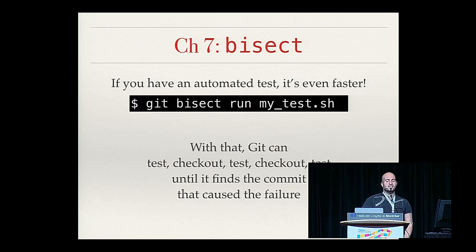If you have an automated test, it works even better. There's some documentation that you can find to determine exactly how to write a script that Git will understand. It uses Unix exit codes to determine if it's working or broken. And then you can just pass that script to Git. And Git is going to test a commit, check out a new one, test that commit, check out a new one, and keep on going until it finds the one that we're on. And that's going to be a really quick way to find where things broke.